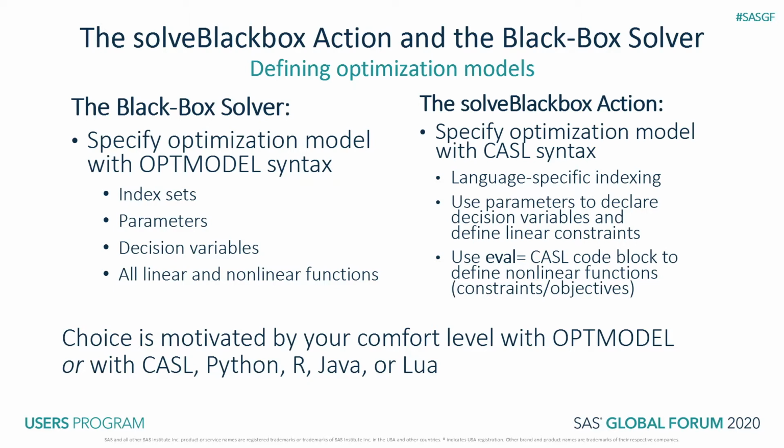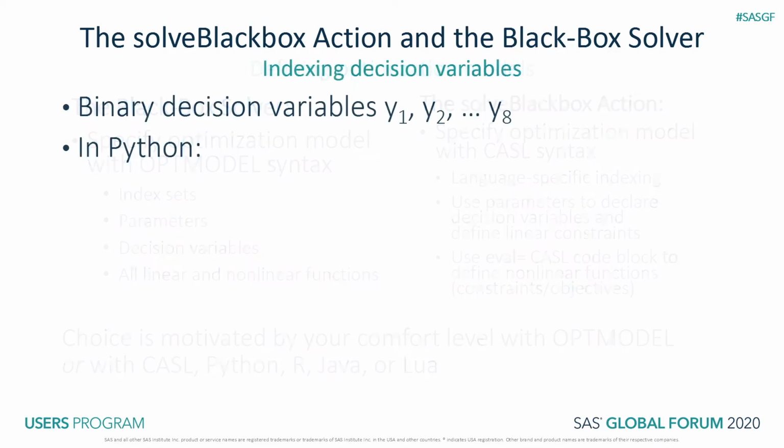Indexing is a big advantage of op-model syntax because it lets you refer to members of vectors and arrays in a really direct, readable, clear way. There's no indexing in the solveBlackbox action, but you can use the indexing capabilities of the language you're using. The paper includes a Python example. If you're comfortable with op-model, then keep using it and the BlackBoxSilver. If you're more proficient in one of the other languages, then the solveBlackbox action is probably a better choice for you. And in fact, here's that Python example I was talking about.